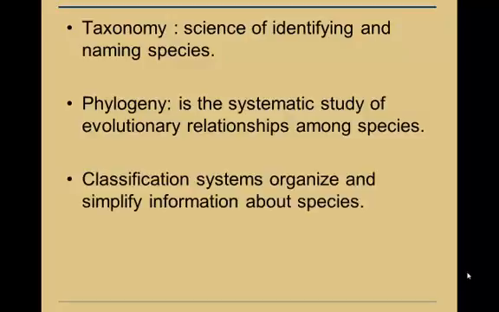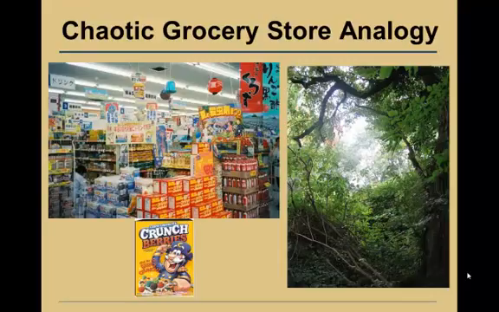Now, we have all sorts of classification systems, and what they do is they organize and simplify information about systems. Perhaps a good way to understand this is to consider the chaotic grocery store. This grocery store isn't chaotic, it's organized. But I want you to consider an imaginary grocery store, one in which there really is no organizational principle. So in one aisle, there's not a bread aisle or a cereal aisle. So if you're looking for Captain Crunch with Crunch Berries, as you see on your screen there, you might find one box of Captain Crunch with Crunch Berries on one aisle and another one on a different aisle.